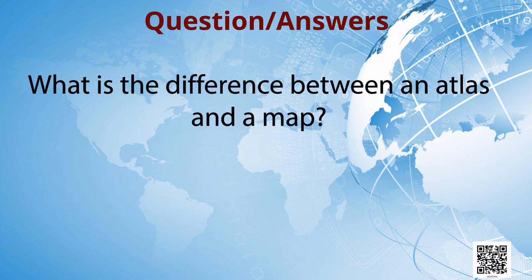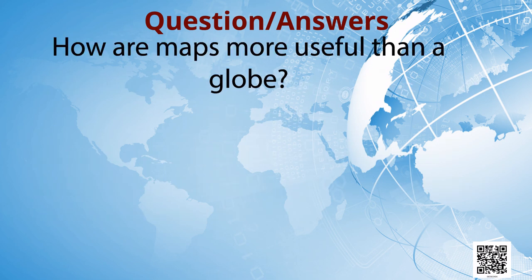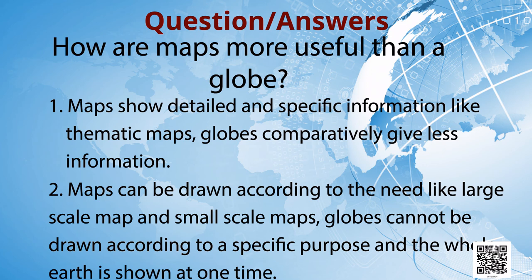Students, what is the difference between an atlas and a map? A map is a representation or a drawing of the Earth's surface or a part of it drawn on a flat surface according to scale. An atlas is a book of maps. Next, how are maps more useful than a globe? Answer is, maps show detailed and specific information like thematic maps. Globes comparatively give less information.